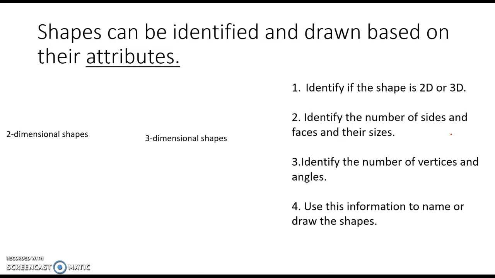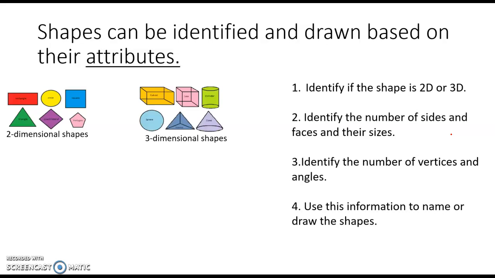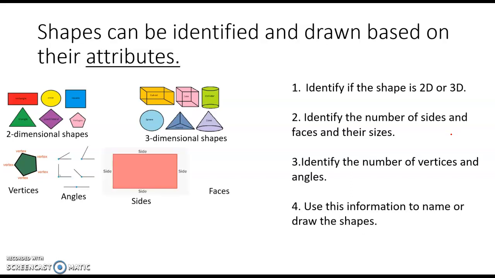When we're naming or drawing shapes, we first need to identify if the shape is 2D or 3D. Two-dimensional shapes are flat. Three-dimensional shapes are not flat. Next, we need to identify the number of sides and faces and their sizes. Then we need to identify the number of vertices and angles.